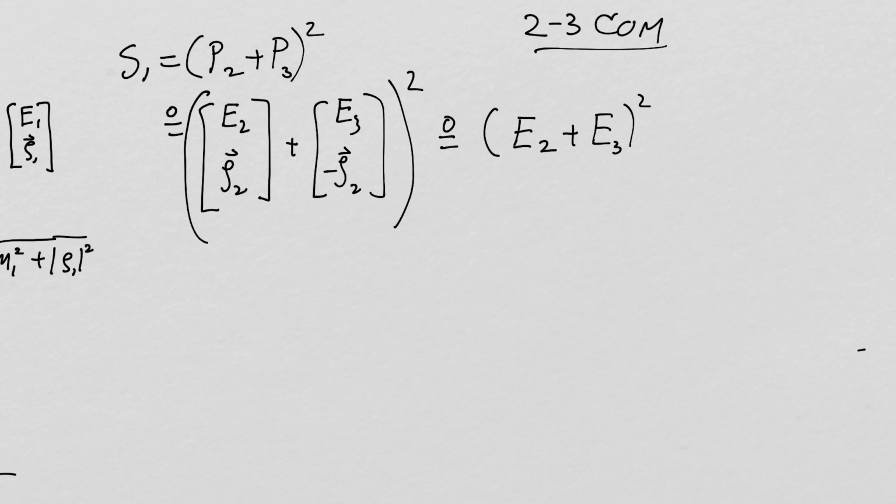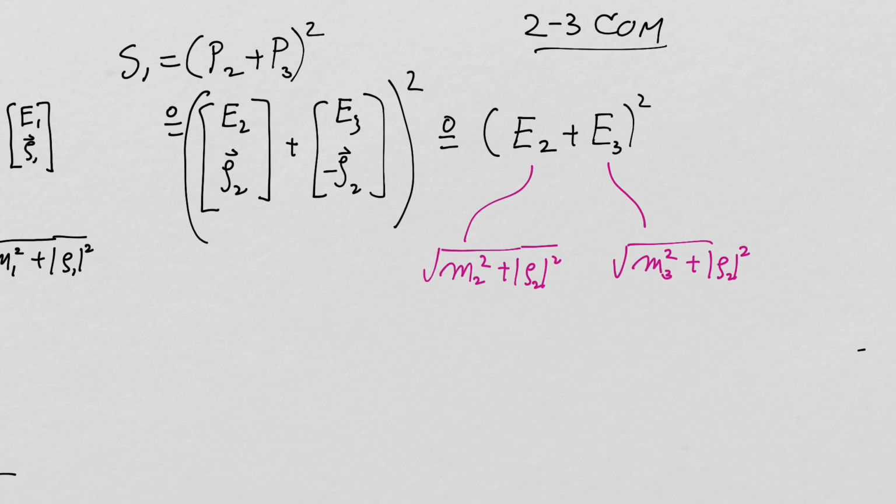Now I do the same thing I did before. I say, well, what can E2 be? It's the square root of the mass 2 squared plus the magnitude of ρ2 squared, and E3 is the square root of the mass of particle 3 squared plus the momentum of particle 2 squared. The reason that's the momentum of 2 is because we're in this frame. So this number and this number are the same, right? The momentum of particle 3 is the same as the 3-momentum of particle 2.